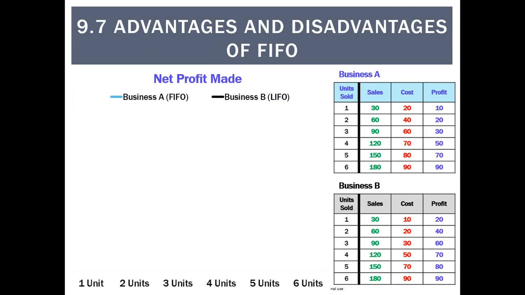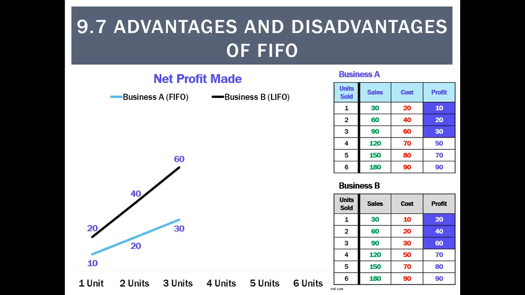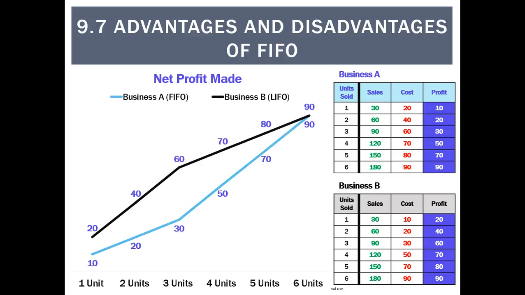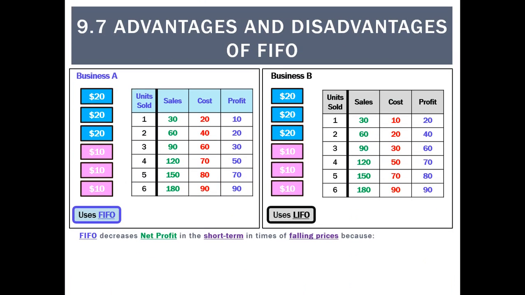So, looking at that again as a graph, after 1 unit, business B had a higher profit of $10. After 2, business B had a higher profit of $40 to $20. After 3, it was higher. 4, it was higher. 5, it was higher. And then lastly, you can see it will round out again. But for most of that period, business B did have the higher net profit. And that was because it could sell the cheaper stock first, even though it was older. And that's one of the limitations of FIFO.